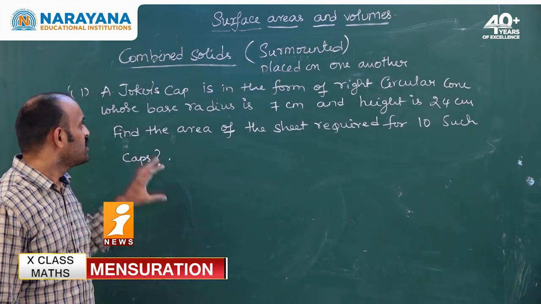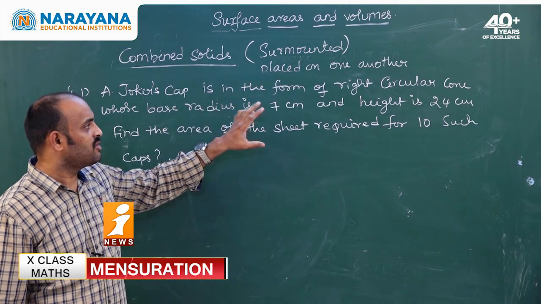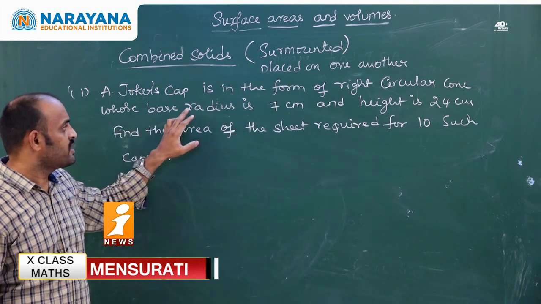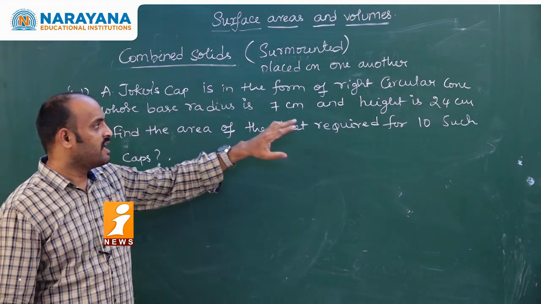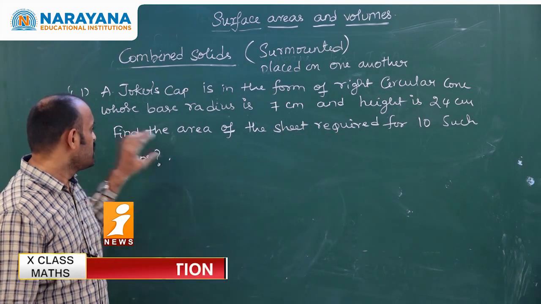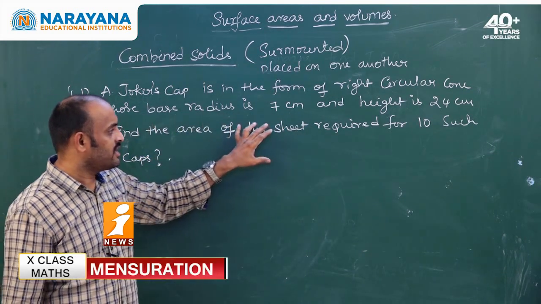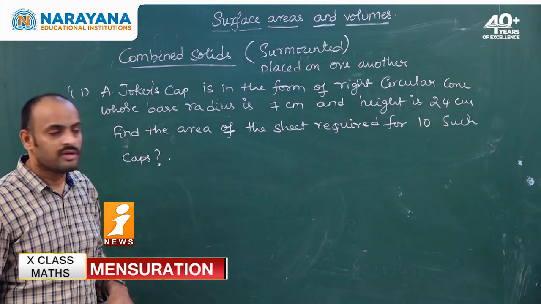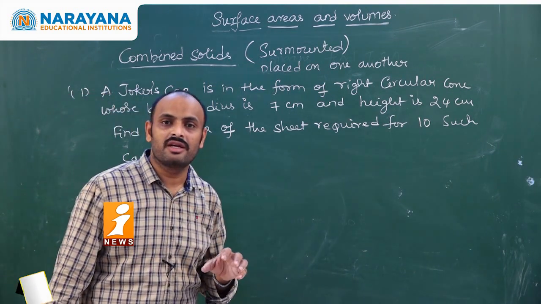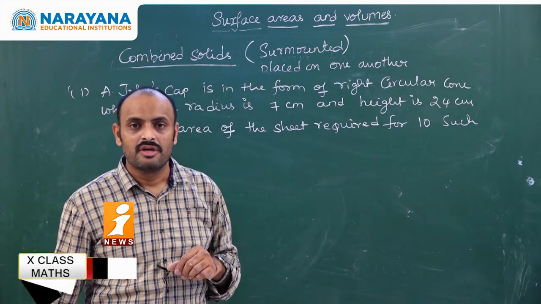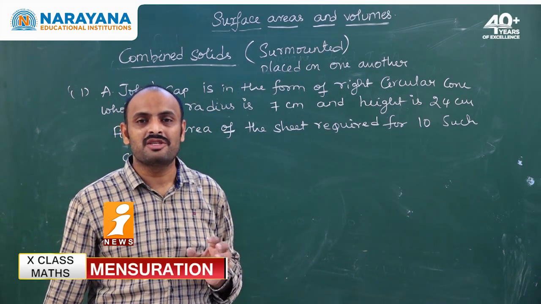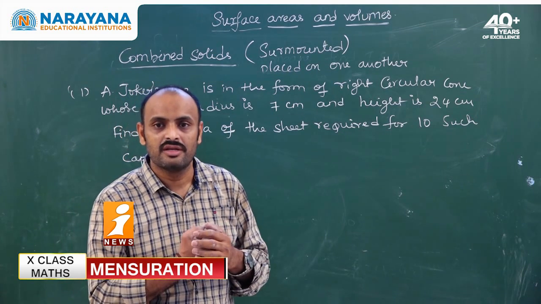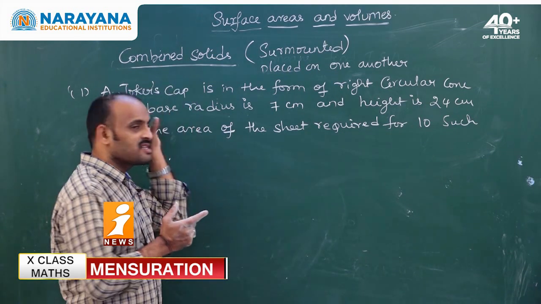See the first example. A Joker's cap is in the form of a right circular cone whose base radius is 7 centimeters and height is 24 centimeters. Find the area of sheet required for 10 such caps. Using sheet, they are making a Joker's cap. To make 10 caps, how much area of sheet is required here?